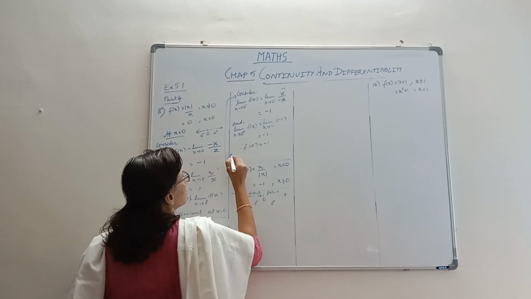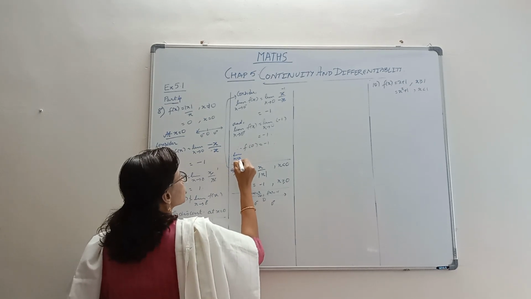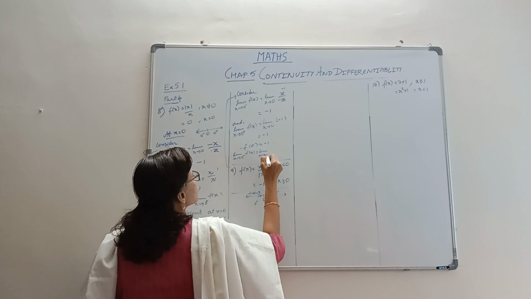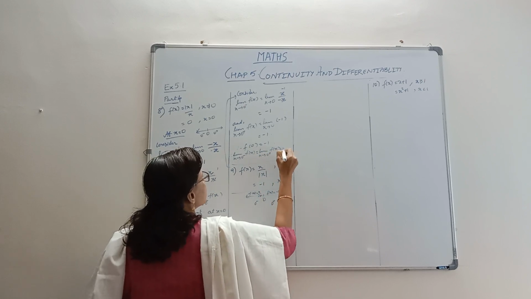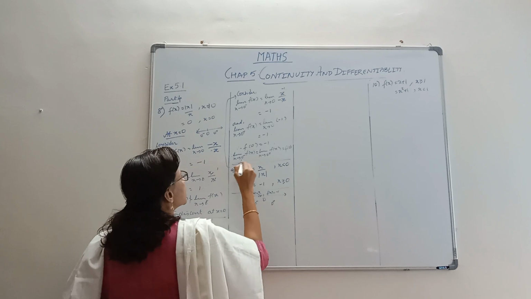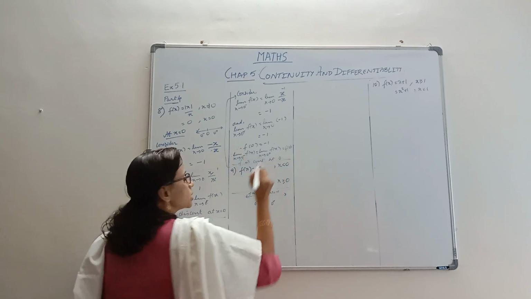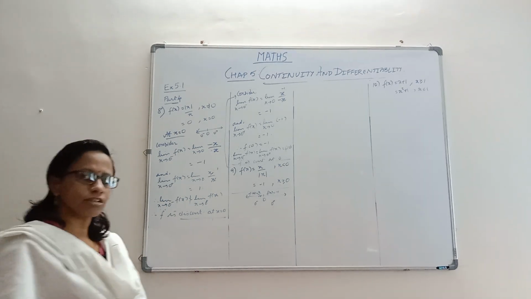So therefore limit as x tends to 0 minus f of x is equal to limit as x tends to 0 plus f of x is equal to f of 0. So f is continuous at 0. So that possibility is ruled out. Now we have to check if it is discontinuous anywhere else.